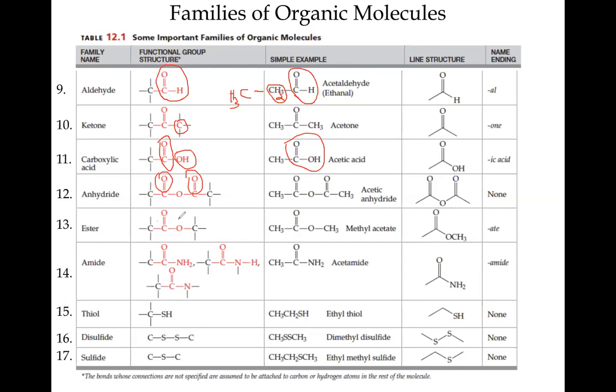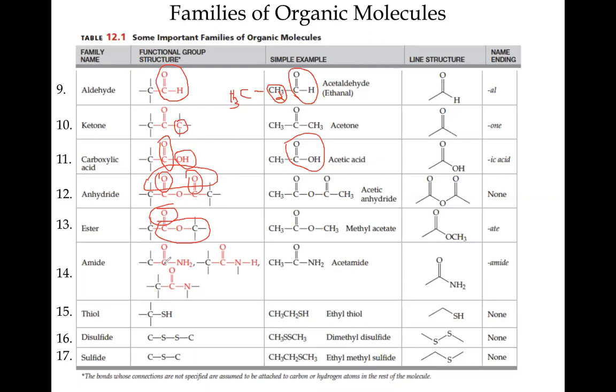Ester is again similar to ether, where it's COC, but instead of having two double bonds to oxygen, right up here, it just has one. Okay, so ether is carbon, oxygen, carbon. Ester is carbon, oxygen, carbon with a single double bond oxygen. And anhydride is a carbon, oxygen, carbon with two double bond oxygens. Okay.